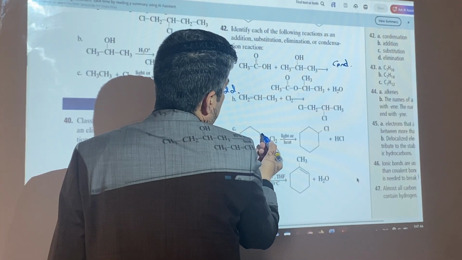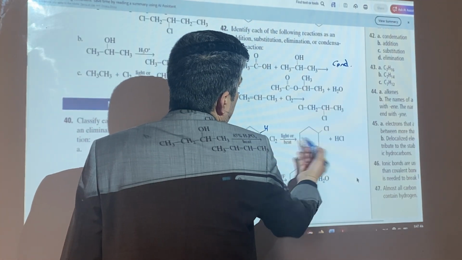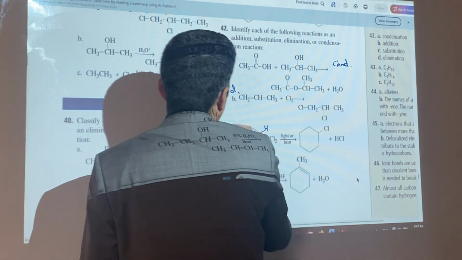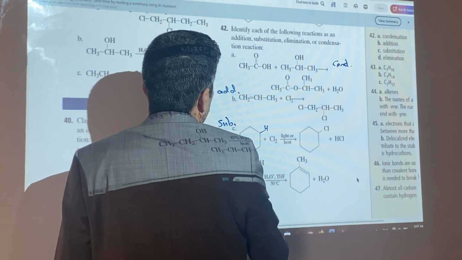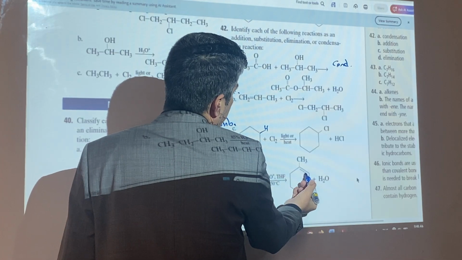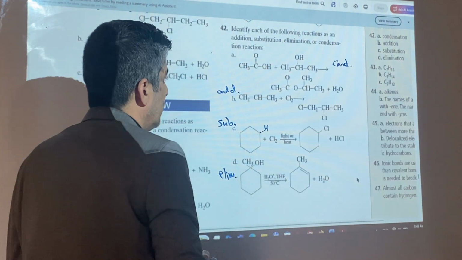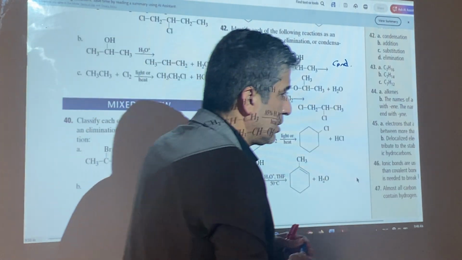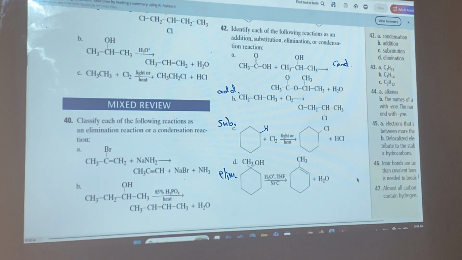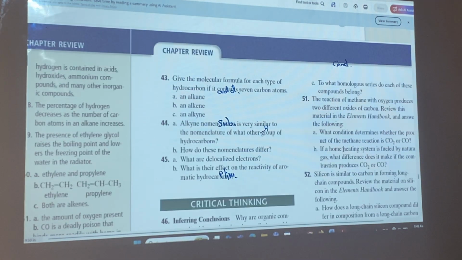And here we have hydrogen atoms replaced by Cl, and Cl2 changed to HCl. We have a substitution reaction here. And also in this reaction we have a single bond changed to a double bond. We have an elimination reaction. This is also the questions about types of chemical reactions.